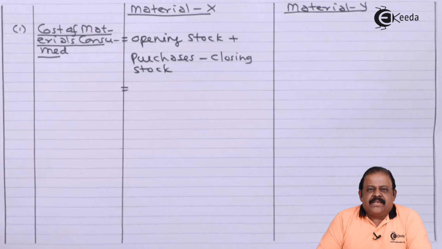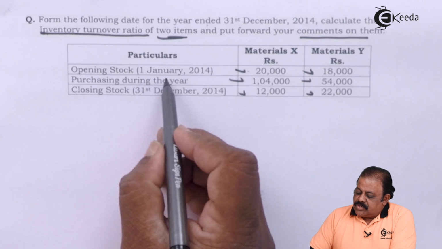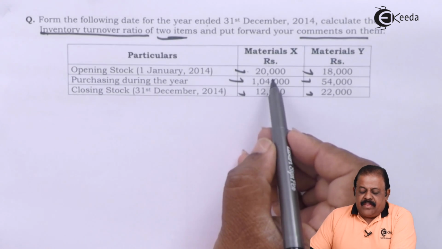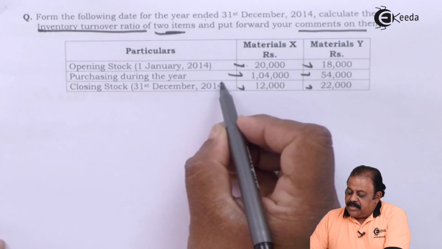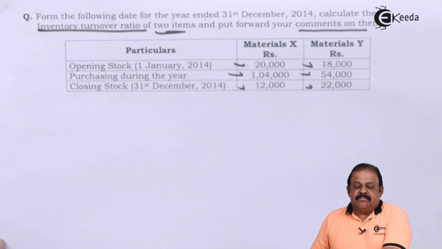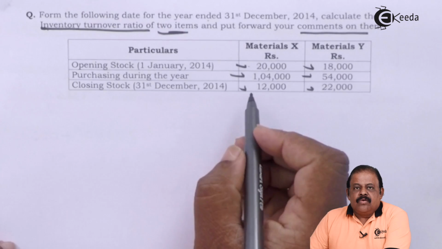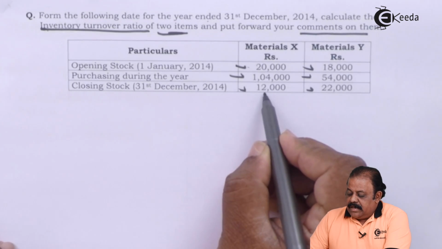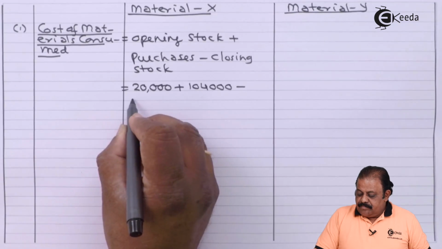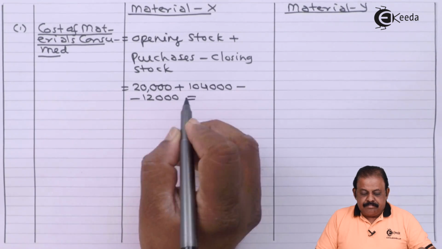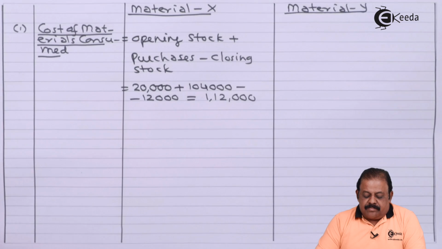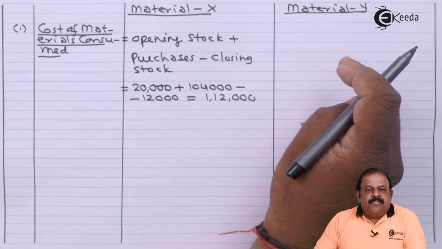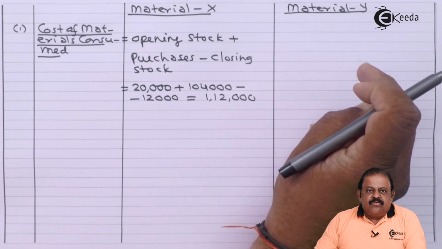In case of material X, we'll find out cost of material consumed. Opening stock on 1st January 20,000, material purchased during the year 1,04,000, closing stock of material at the end of the year 12,000. So it is 1,12,000. Similarly, we'll calculate cost of materials consumed for material Y.